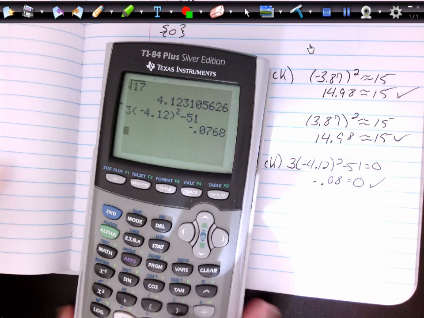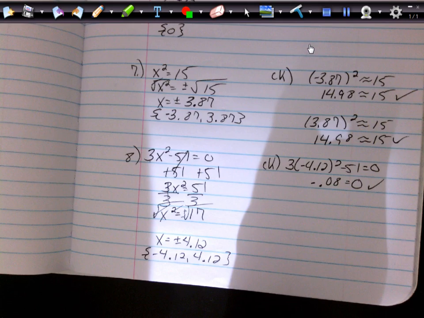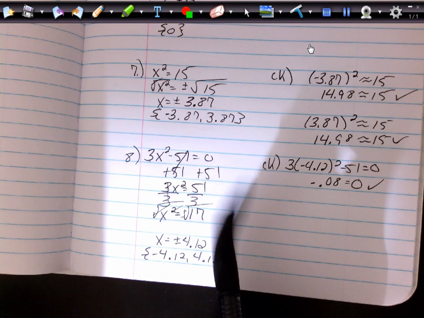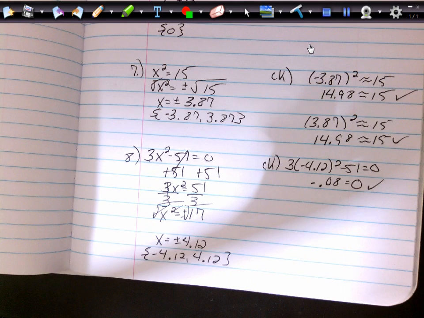Again, it'll work the same way if I plug in the positive 4.12. So I won't make you write the second part of that check, but please make sure you have the work and the first part of that check written before you move on.